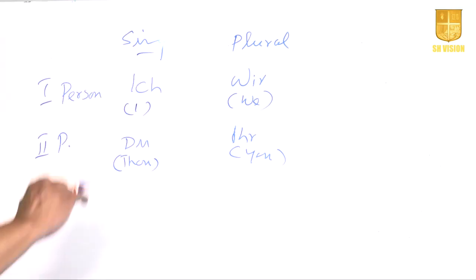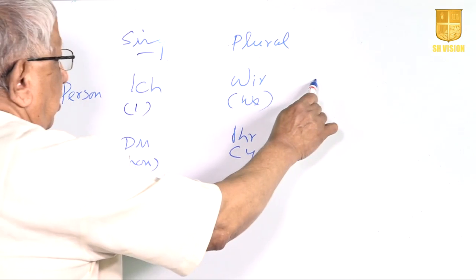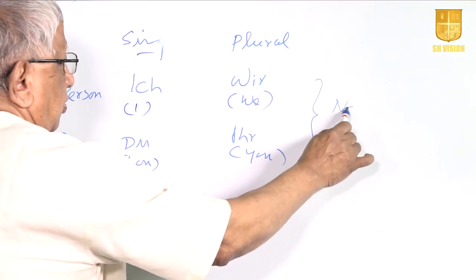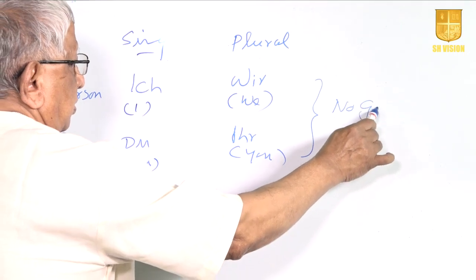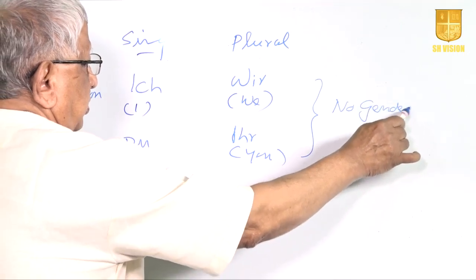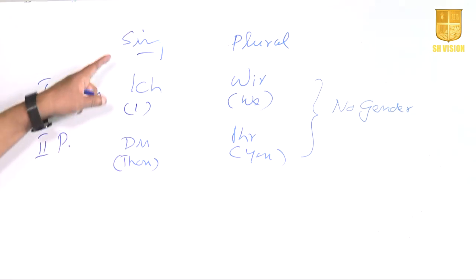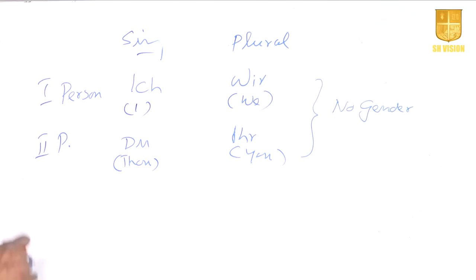There is no gender for this. Whether the speaker is a woman or a man, that doesn't make any difference. It is always the same. So, ich has no gender and du has no gender. Du, thou, singular, you.